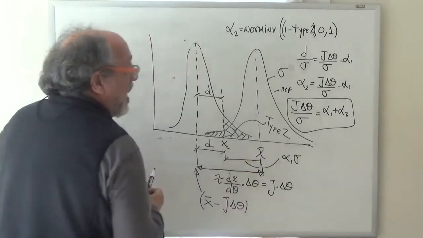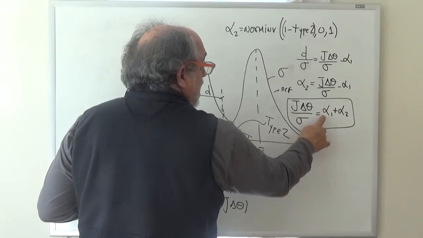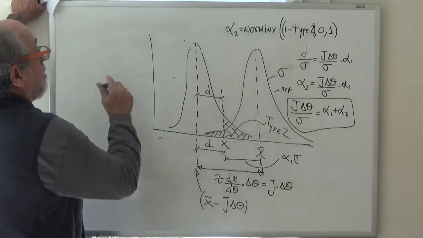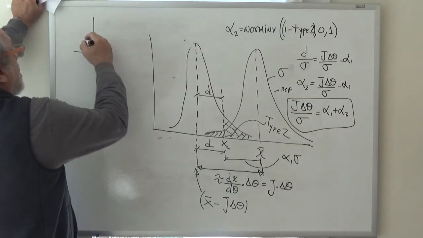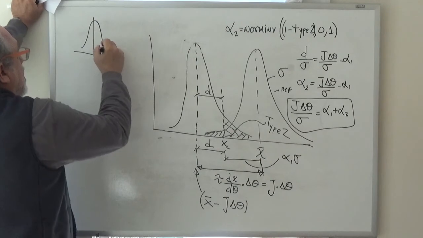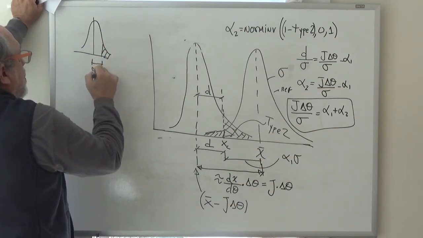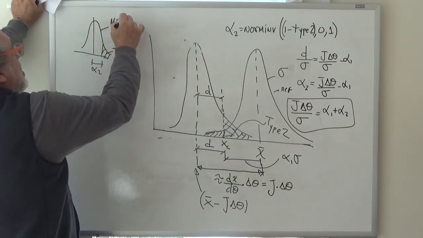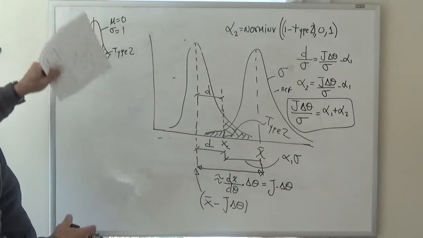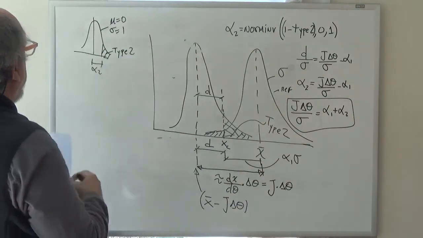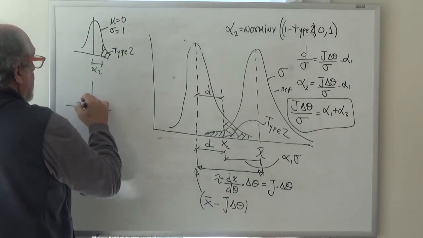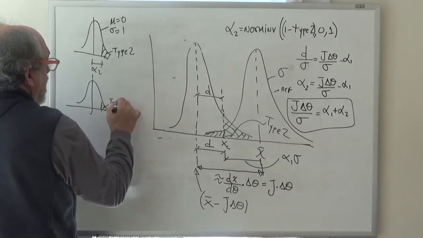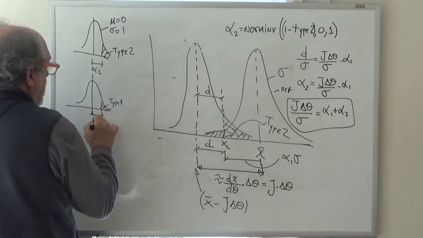So let's focus on that. J delta theta over sigma is alpha 1 plus alpha 2. And I guess I should draw this here so I can review it for you guys. This is alpha 2, this is type 2, and this is 0 and 1. Okay. And this is, to be redundant, type 1, and this is alpha 1.